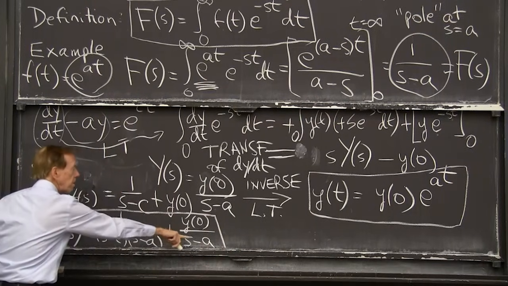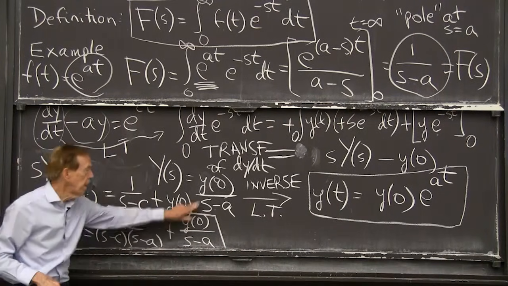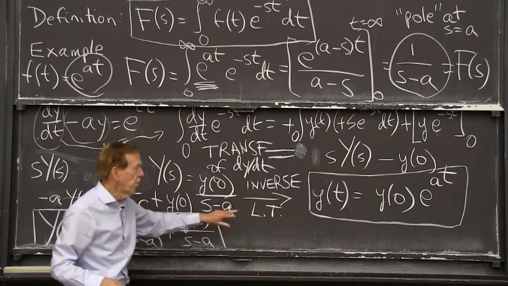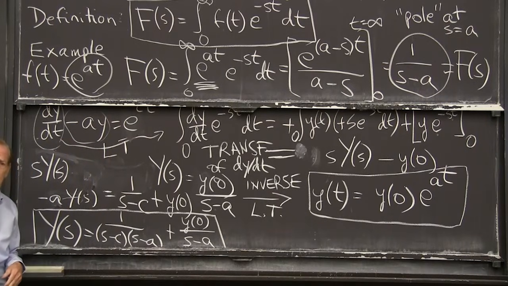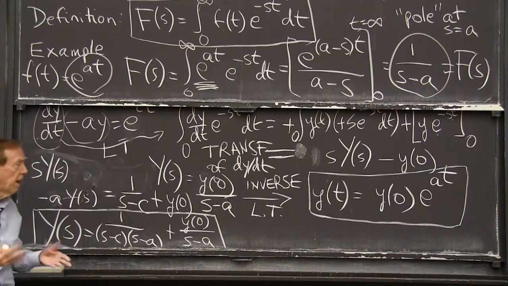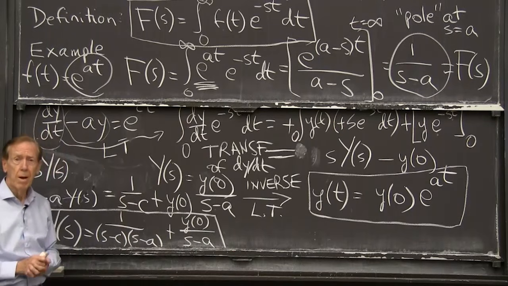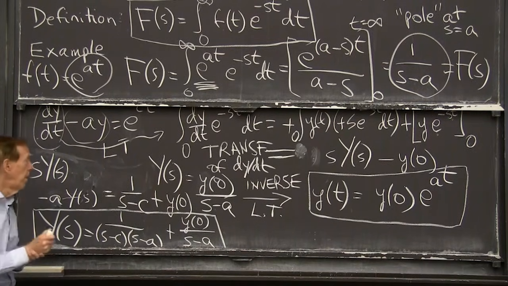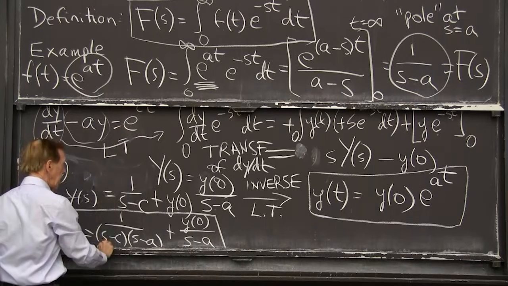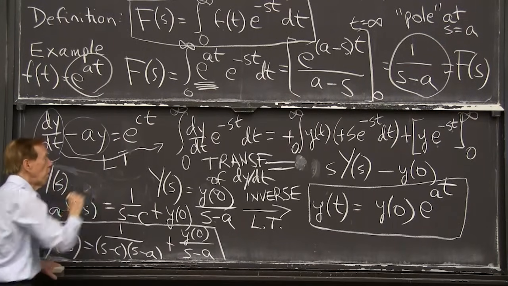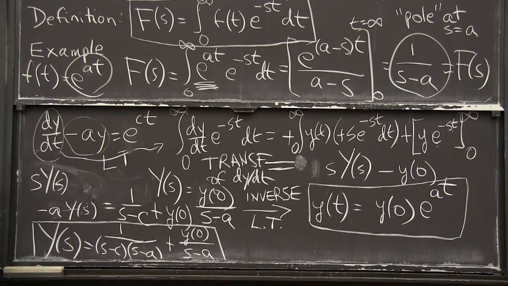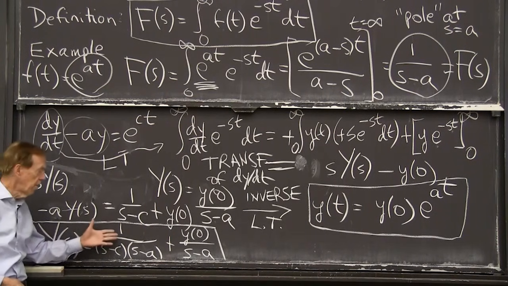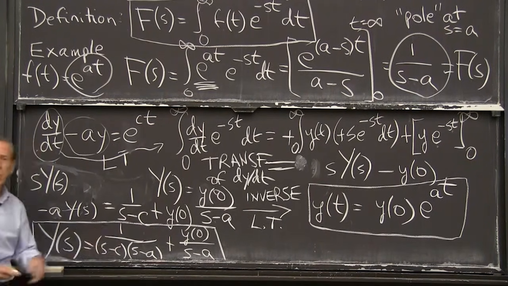You see that term? That's what I had before. That's what I had just there. The inverse transform was this. No problem. That's the null solution that's coming out of the initial value. The new term that's coming from the e to the ct, coming from the force, is this one. And I have to do its inverse transform. I have to figure out what function has that transform.